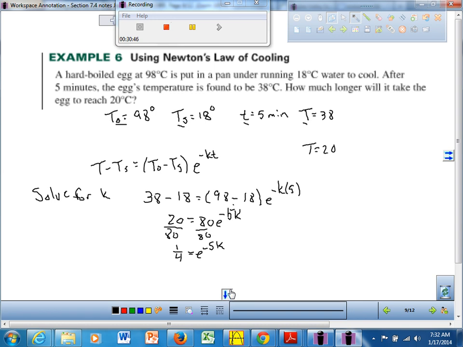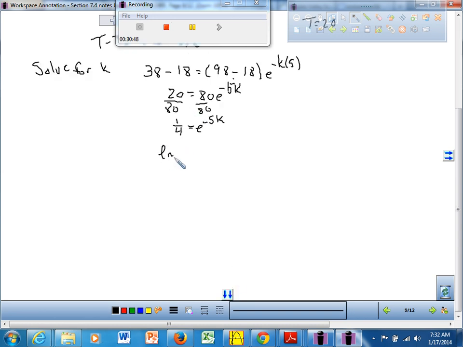Continue. Natural log of 1/4 equals negative 5k. And finally, divide by negative 5. And so we get k equals negative 1/5 times the natural log of 1/4. In your book, they tend to switch their logs of fractions to be negative logs of the whole number. I don't care if you switch it to be that way or not. This is the constant, and I'm fine with that form.